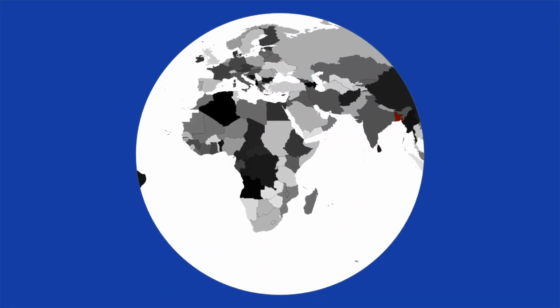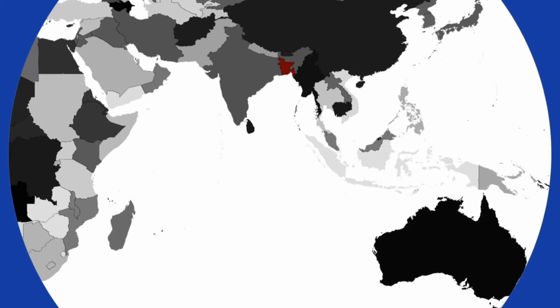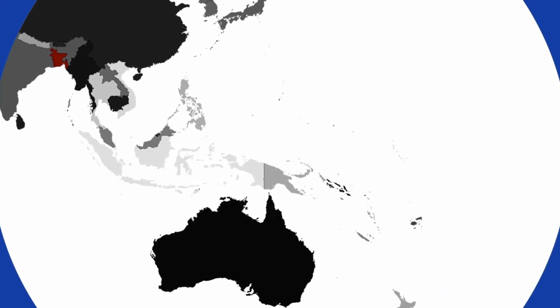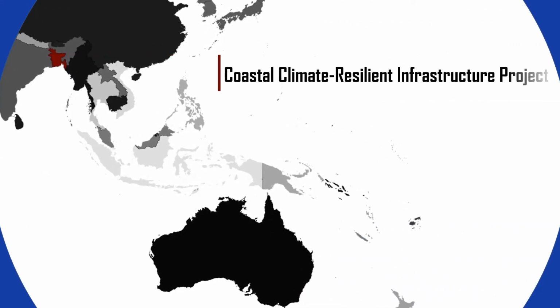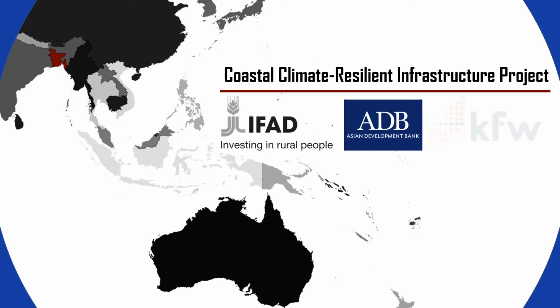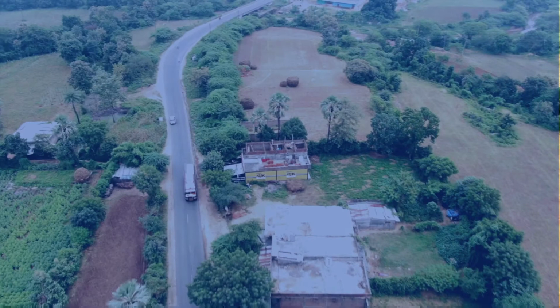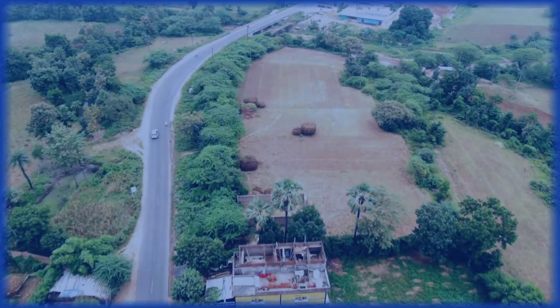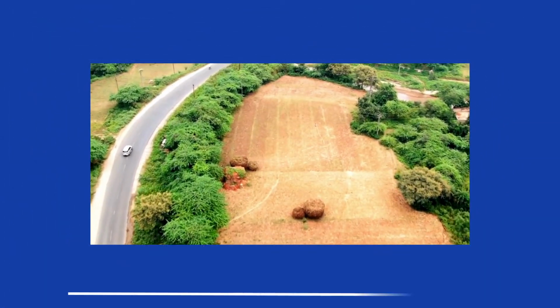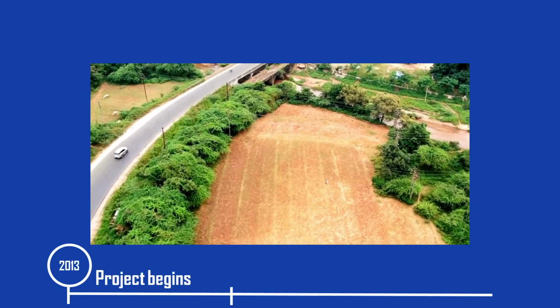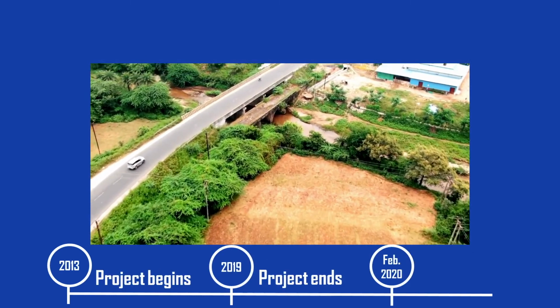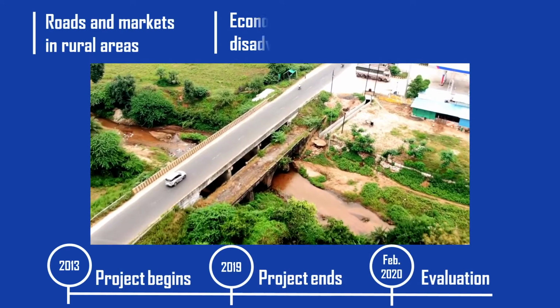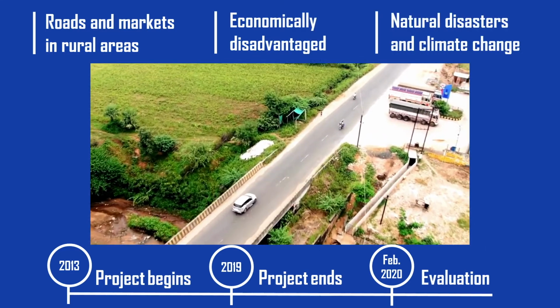In 2020, IOE carried out an evaluation of the Coastal Climate Resilient Infrastructure Project, a three-party co-financed project in southwest Bangladesh. The project aimed to rehabilitate climate-resilient roads and markets in rural areas that are economically disadvantaged and highly vulnerable to natural disasters and climate change.